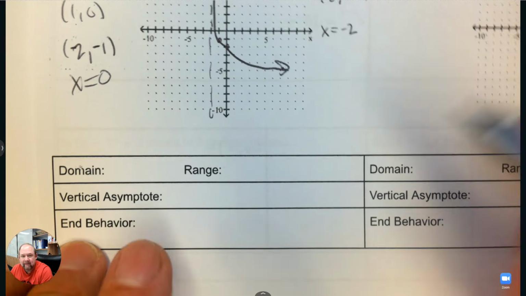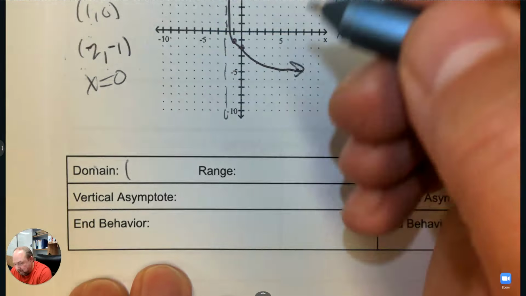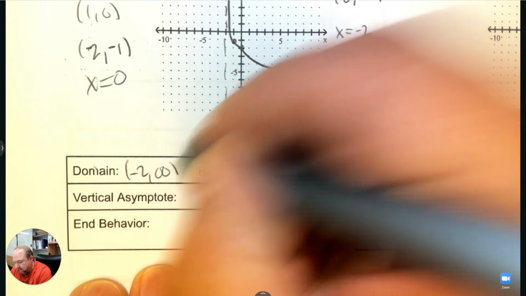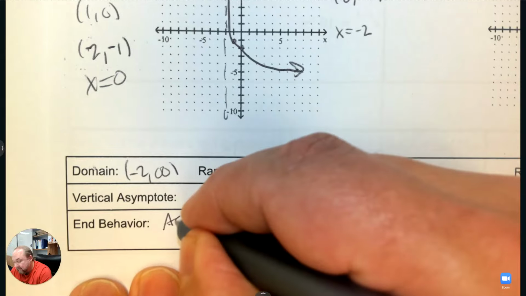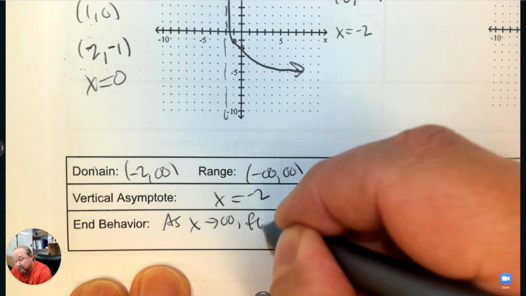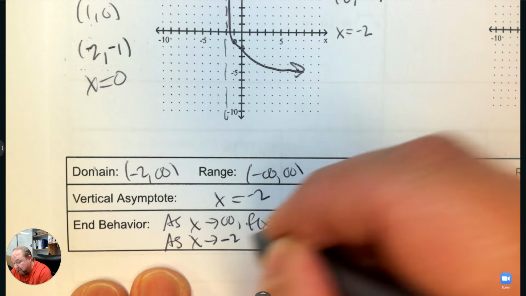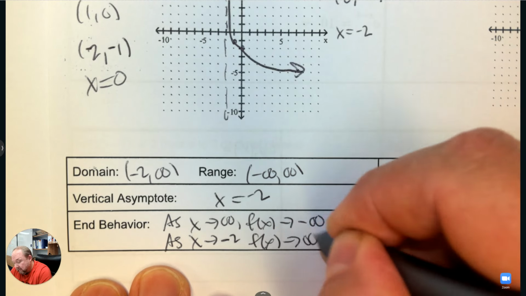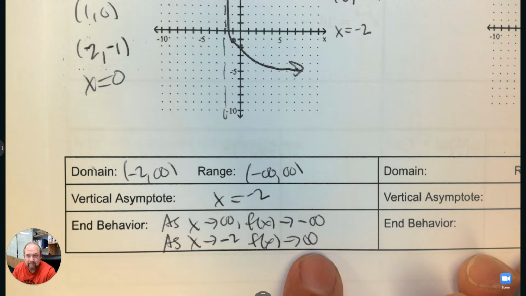All right, see if we can fill in this part. Press pause. So the domain goes from the asymptote, negative 2, to infinity. The range is all the numbers, and the asymptote is at negative 2. The end behavior is going to be a little different because the right end now is going down, and then when it goes to the asymptote, it's going up. So just recognize the right end goes down, and at the asymptote, it goes up.